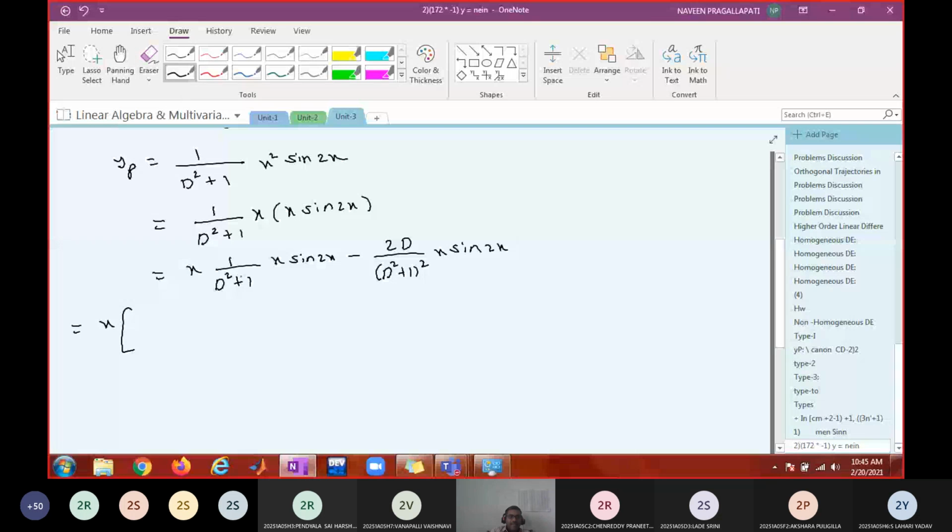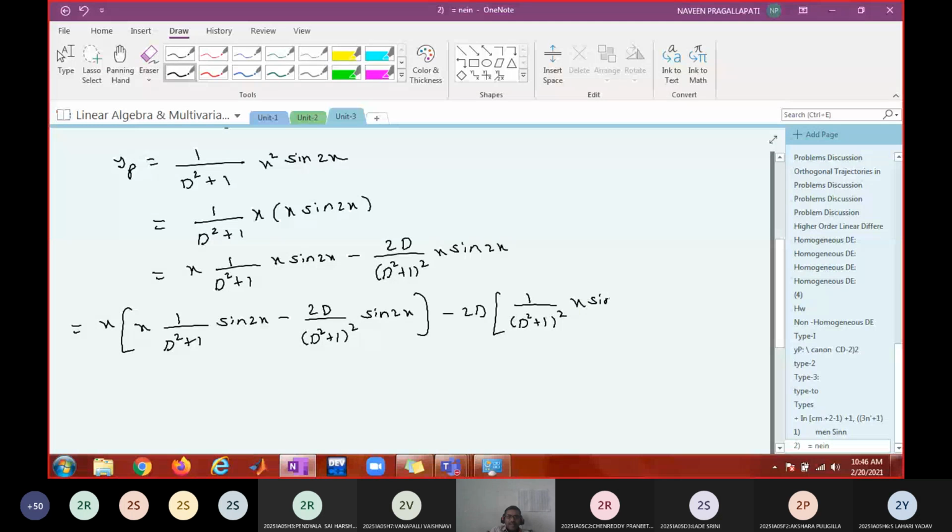So how do I find 1 by f of x into v? So x into 1 by d square plus 1 of sin 2x minus d square plus 1 derivative is 2d by d square plus 1 whole square of sin 2x. This is over. Minus 2d you keep as it is. This is 1 by d square plus 1 whole square of x sin 2x. That we will do in the next step.